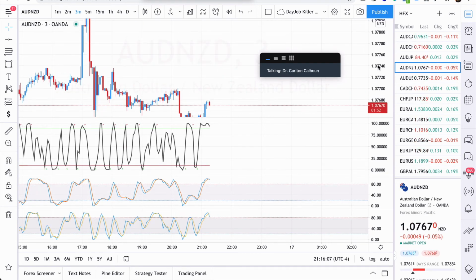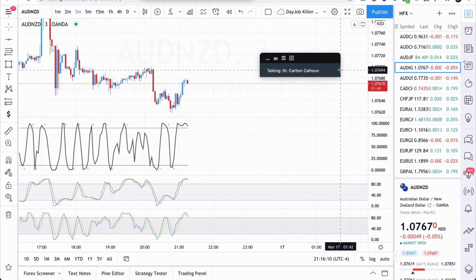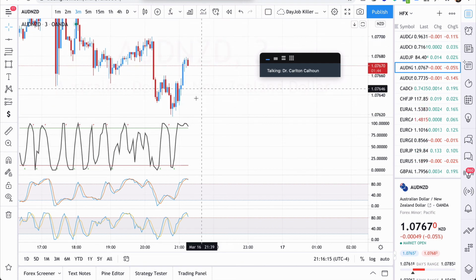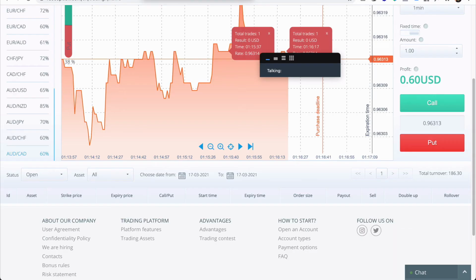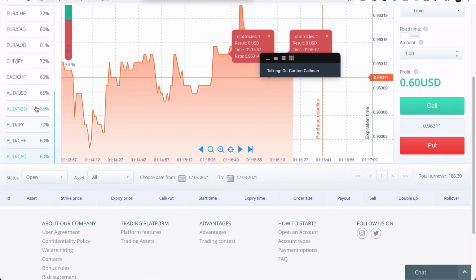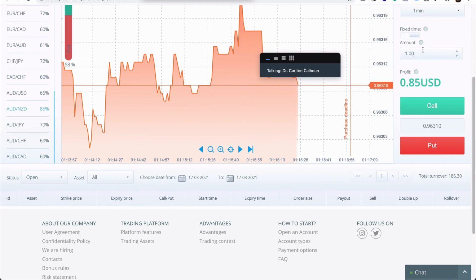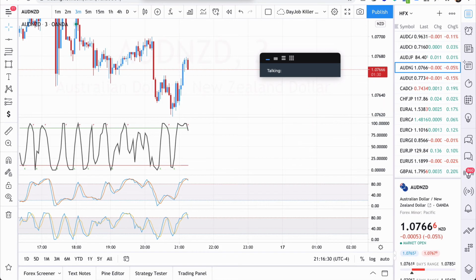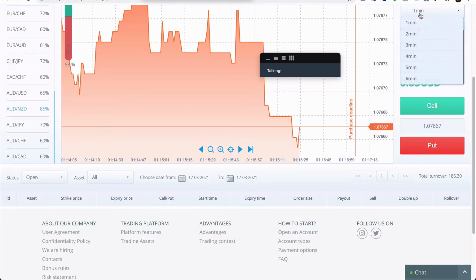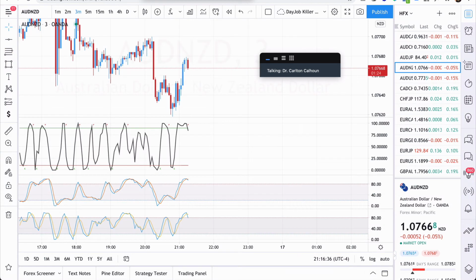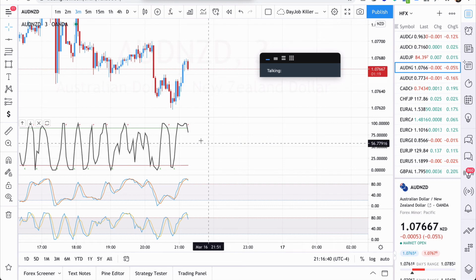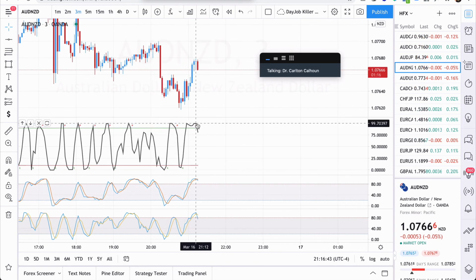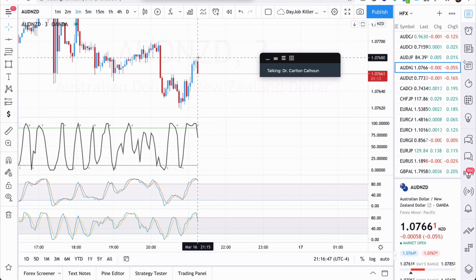Ooh, AUD NZD. That's about to be a perfect setup. You have the evening star and you're about to get a put. Look at that. Took the dollar lessons on that. AUD NZD. There's the P. 3 put. That's a perfect setup. You have every indicator pointing down and you get the P.